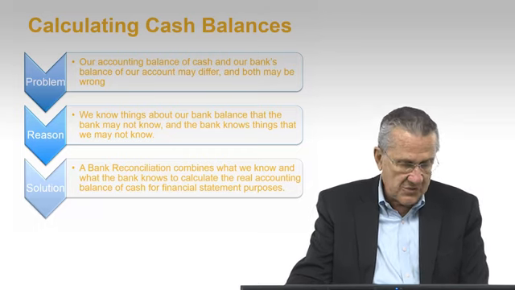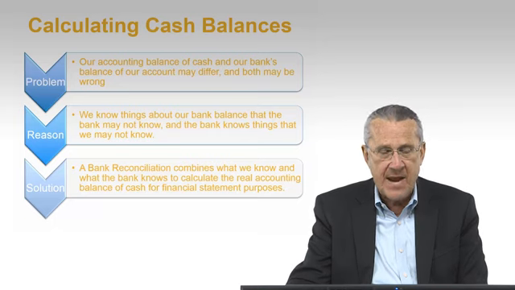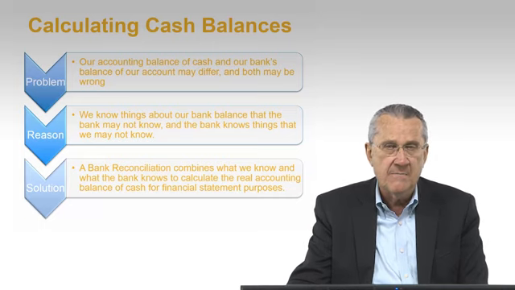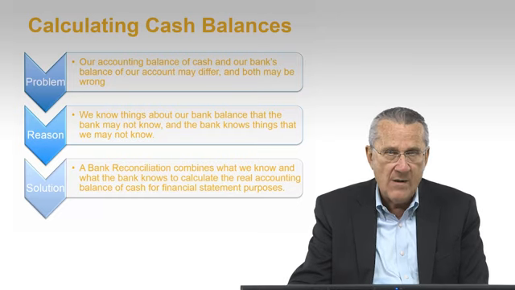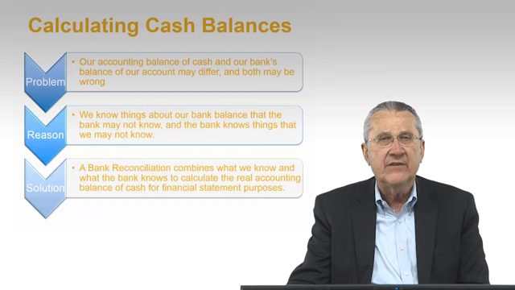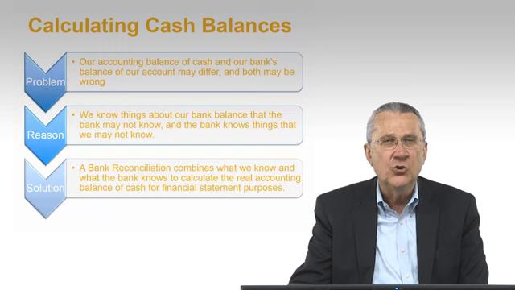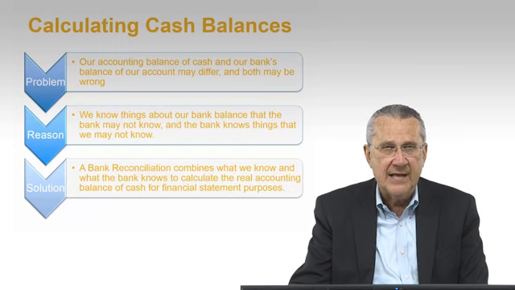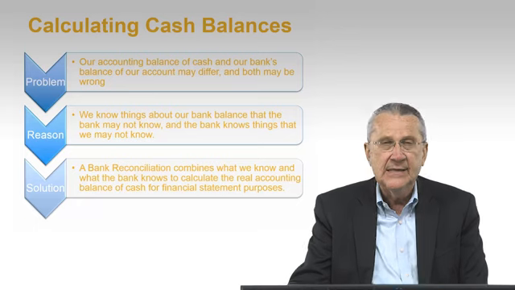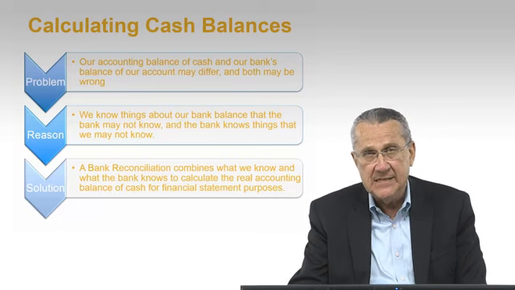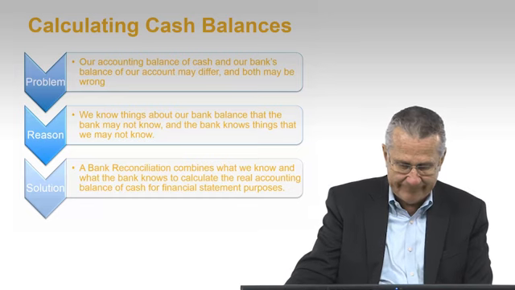The solution to this problem is that we're going to prepare a bank reconciliation. A bank reconciliation will be our effort to combine everything we know about our bank account and everything the bank knows about our bank account, and to make sure that those numbers reconcile, and if required, make an adjusting entry to get the book balance of cash equal to the reconciled balance for cash.